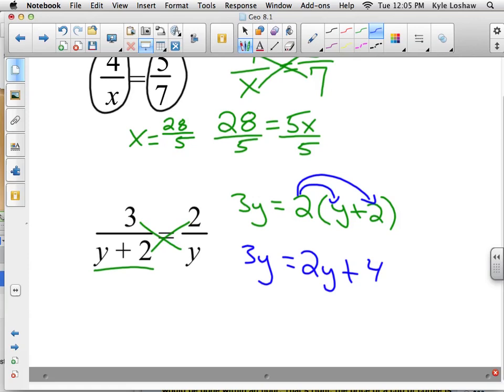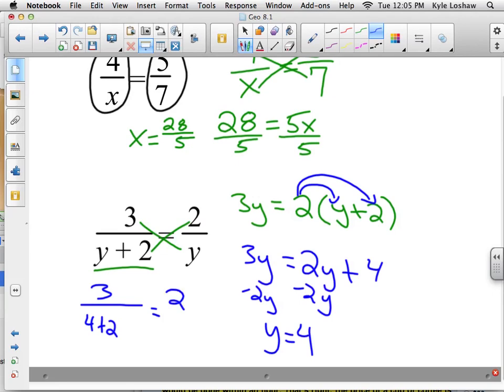Now, if we're just solving, we should subtract 2y from both sides. So 3y minus 2y leaves us with a single y, and all we have left on the right side is 4. Look at that, y equals 4. So if we want to check our answers, why don't we do that? Instead of y, we're going to put in 4 plus 2.